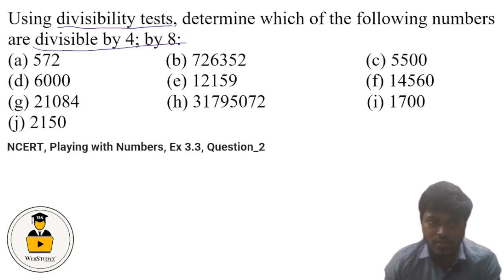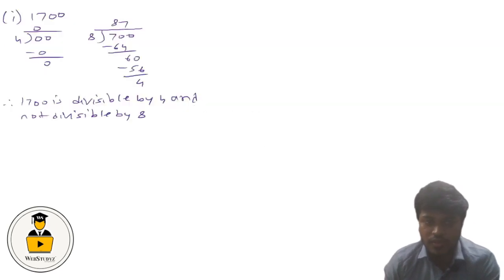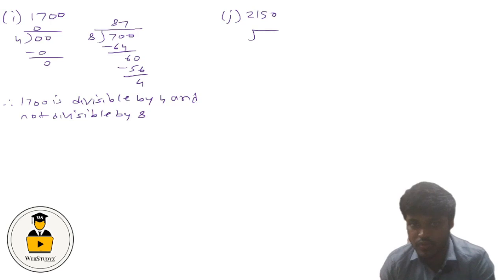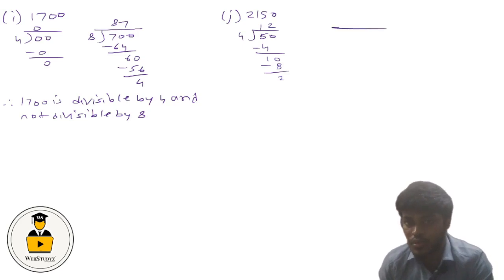Next is 2150. Now to check for 4, we will consider the last two digits. So it will be 4 ones are 4. We are left with 10. 4 twos are 8. So we are left with 2. So we can say that the number is not divisible by 4.